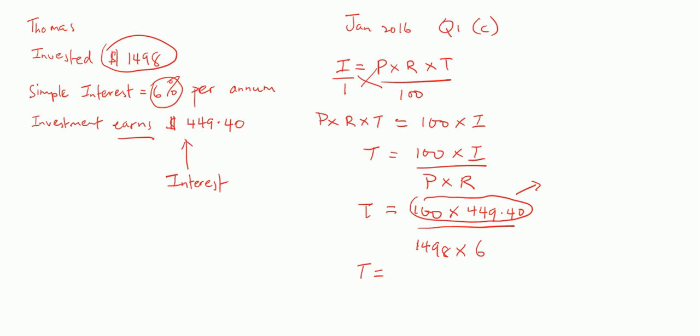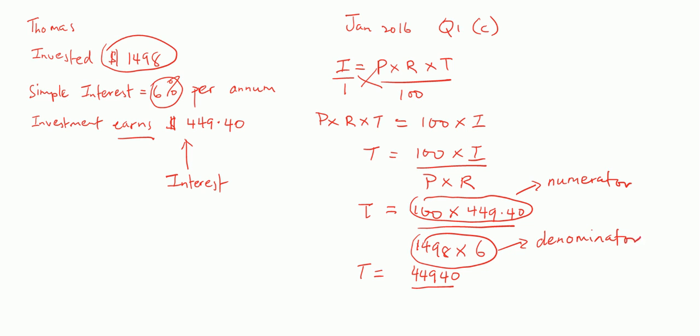This is called the numerator. So what I'm telling students to do is to work out the numerator first. Alright? So 100 multiplied by 449.40 will give me 44940. Right? You can use your calculator to work out that. And we're going to divide that by, this is the denominator. So this is our denominator.